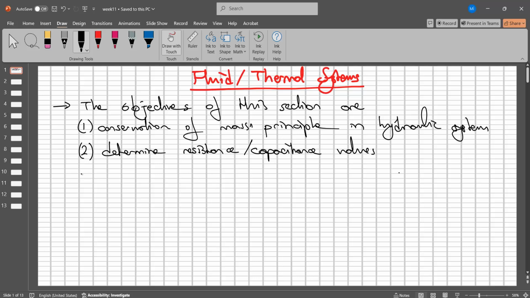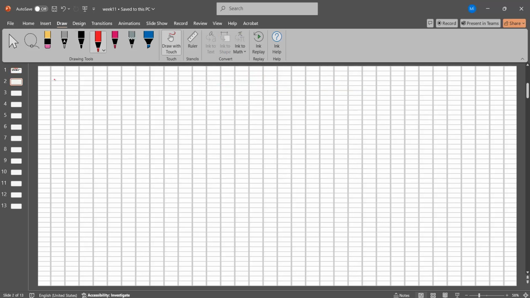Okay, and after that we should write the dynamic model of hydraulic systems. Okay, these are the objectives. And so we will start with what? The conservation of mass.